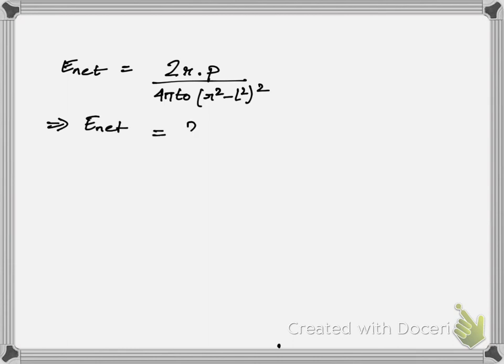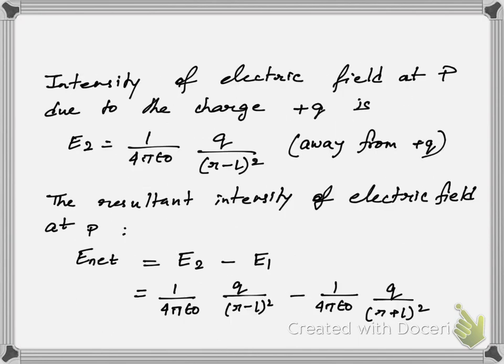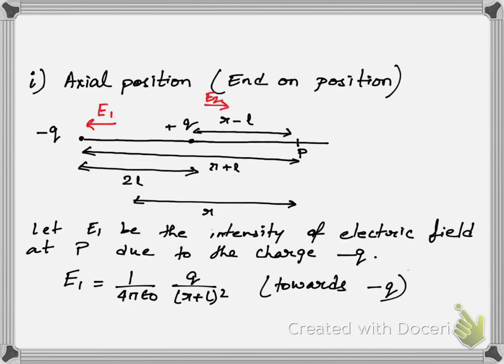And what will be the direction of the resultant electric field? The resultant electric field will always be in the direction of the quantity which is greater. Which quantity was greater out of E1 and E2? The quantity E2 was greater. So the resultant electric field will also be in the direction of E2. This will be your E net.